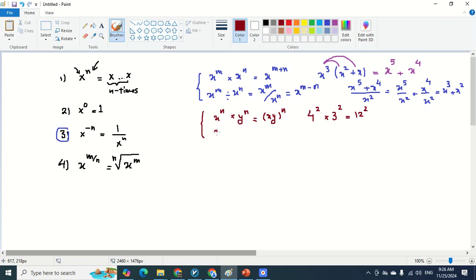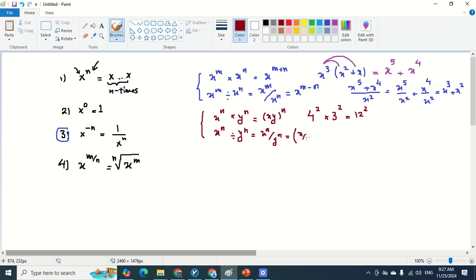We have similar things for the division, which means x to the power of n divided by y to the power of n, where the exponents are the same and we have a division. We can rewrite it like the previous case as x to the power of n over y to the power of n, and the result will be x over y totally to the power of n.